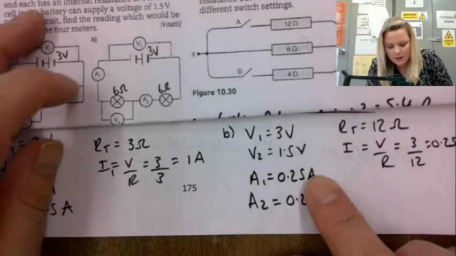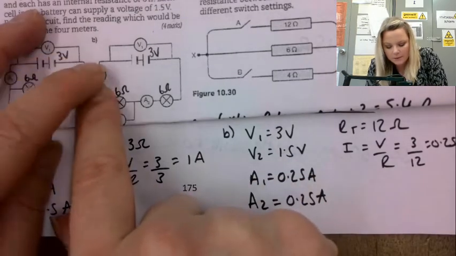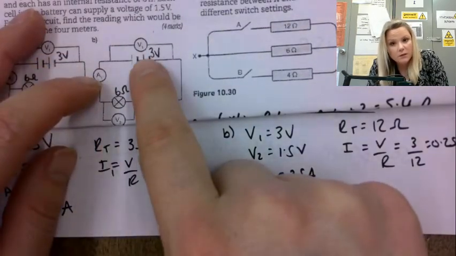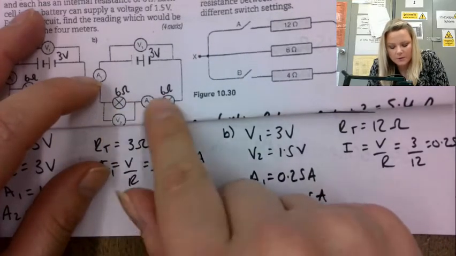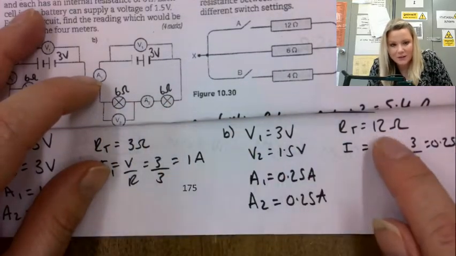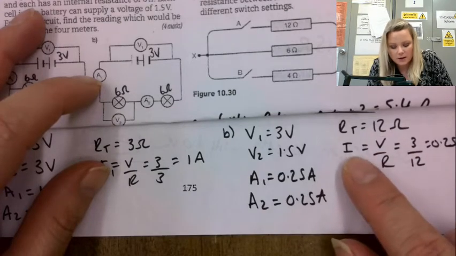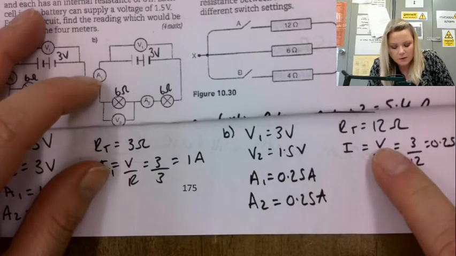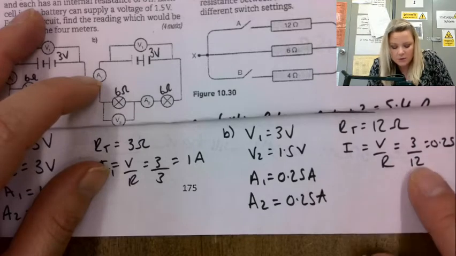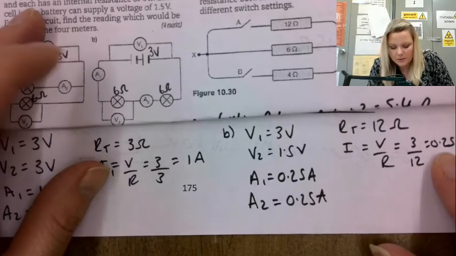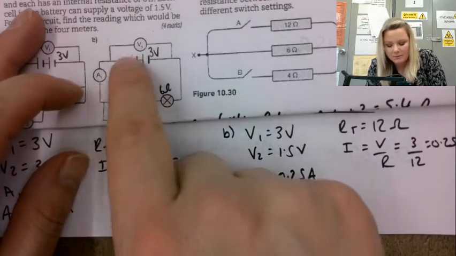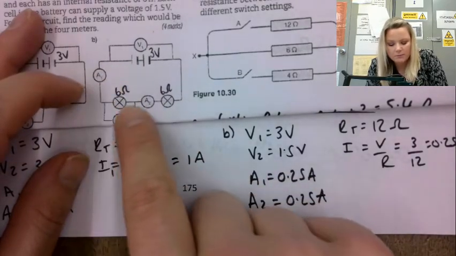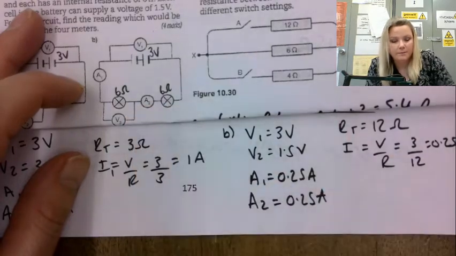A1 is the current from the power supply. So again, we're going to use the voltage of the power supply and the total resistance of the circuit. So this time our total resistance is going to be these two added together to give us the 12. Then I can do that in I equals V over R. Voltage of the power supply is 3, total resistance is 12, so 0.25 amps. And then because it's series, A2 is just going to be exactly the same. Whatever current you have traveling down here, still going to be the same amount of current there.